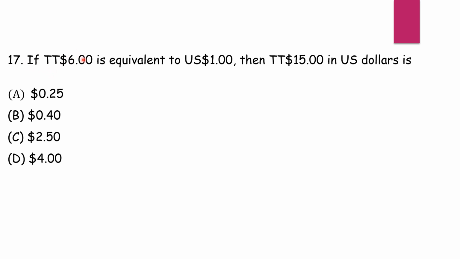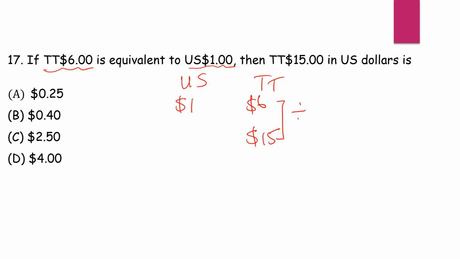17. If TT $6 is equivalent to US $1, then TT $15 in US dollars is. So I usually like to just set up my question like this. Wait, sorry, I didn't do that right. So 1 US is TT $6. I have to write my $6 here. And we're trying to find 15 TT dollars. So for me to move from here to here, I have to divide to find this answer. So we come over here and do our working.